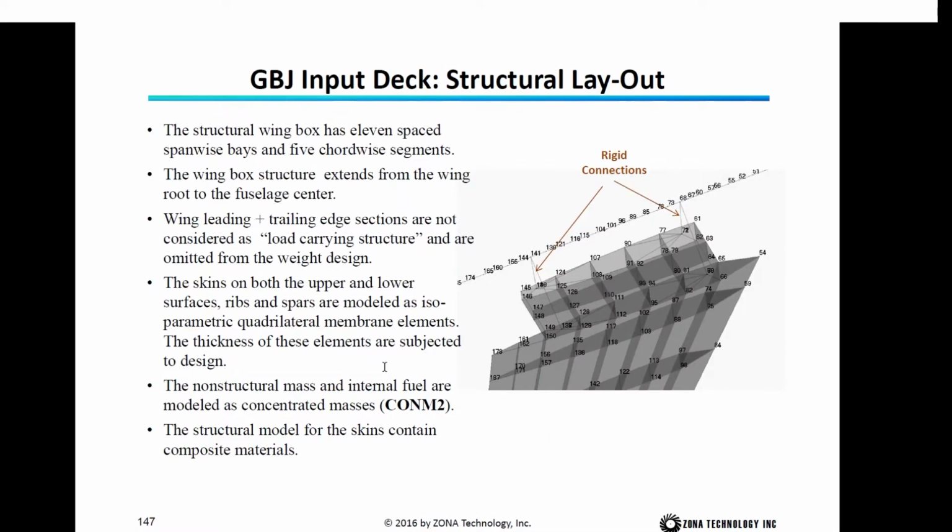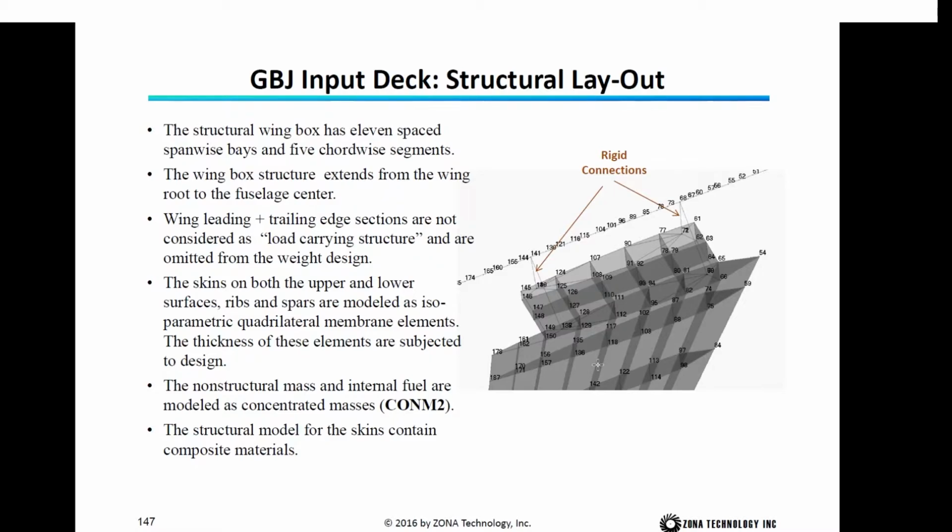And the structural model of the GBJ: the wing box has 11 spanwise bays and 5 chordwise segments.